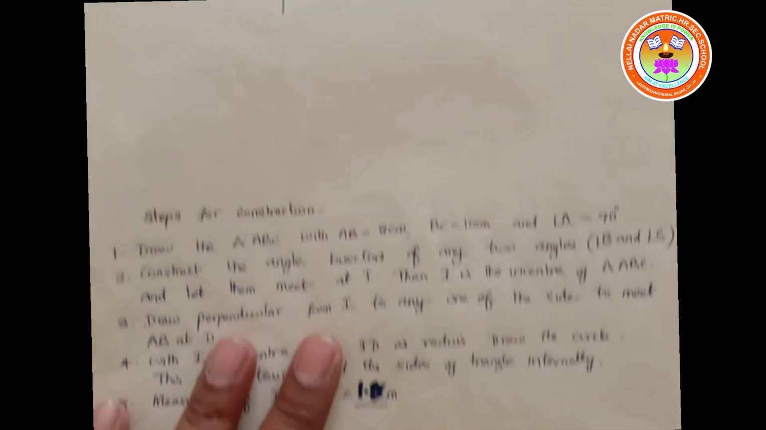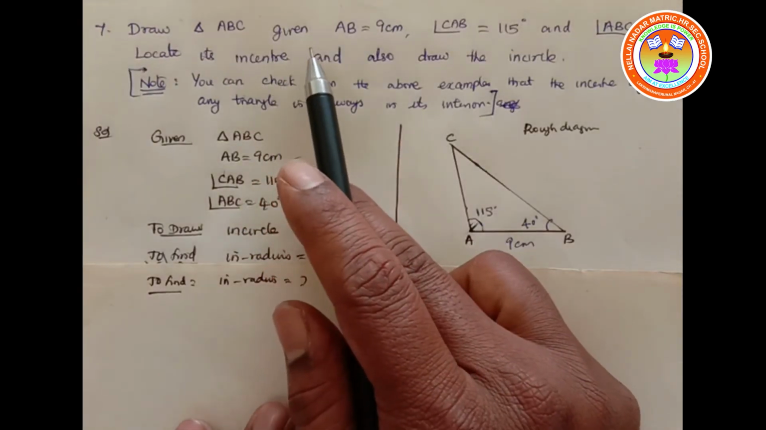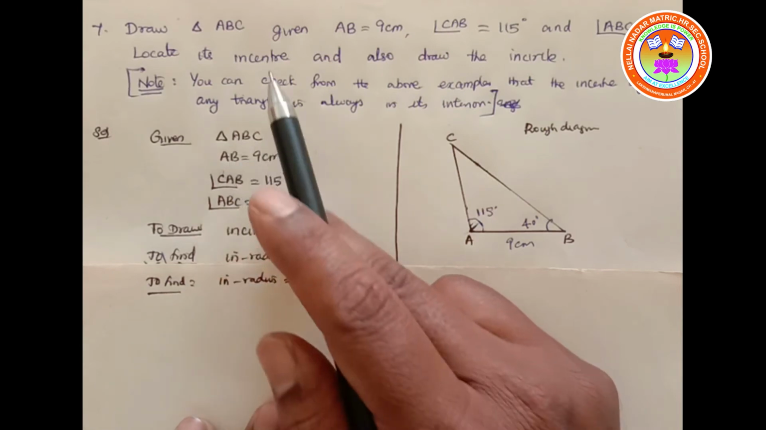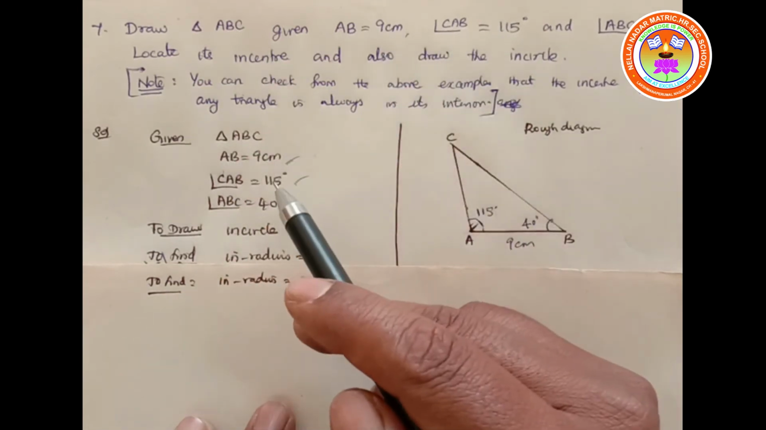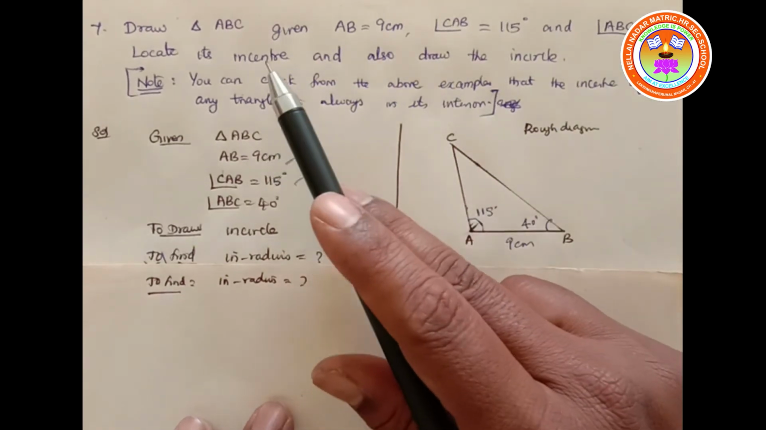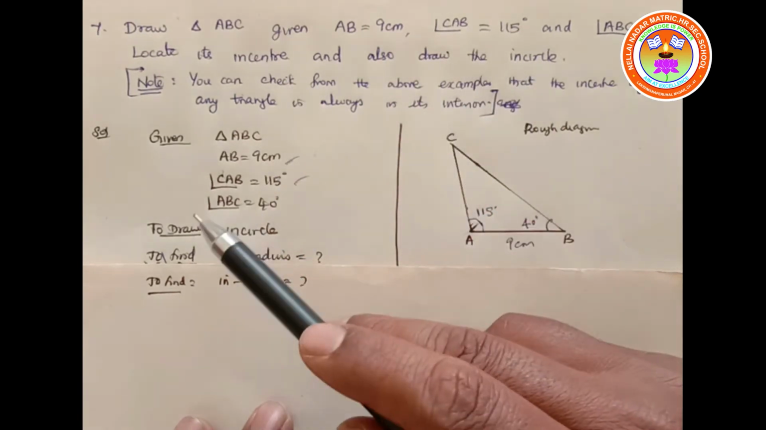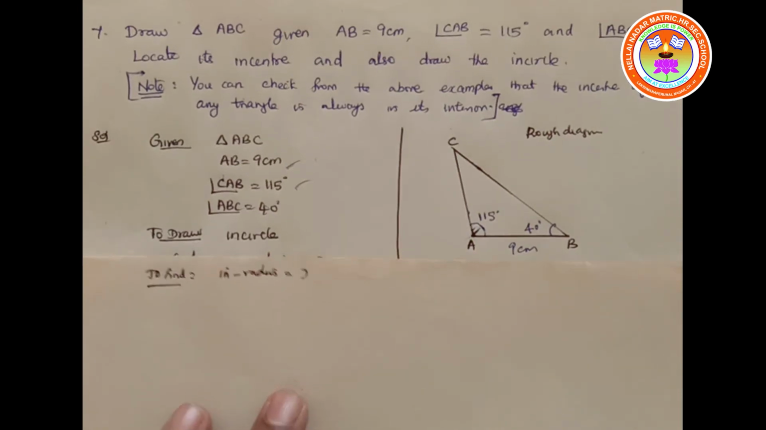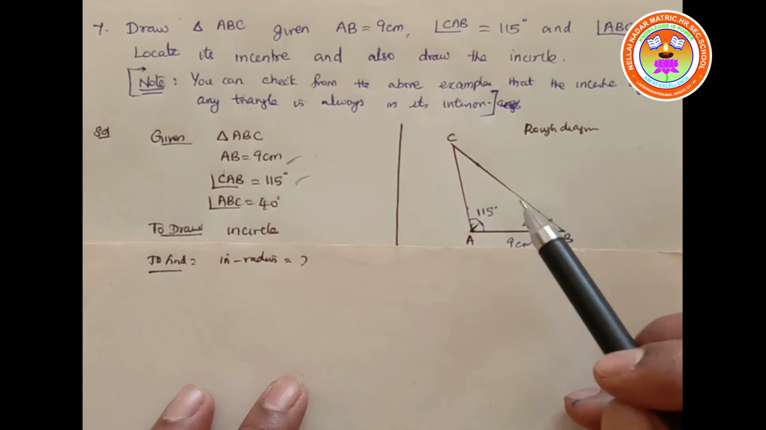We can see the next sum. Draw a triangle ABC. So what is given? A triangle ABC, AB equal to 9 centimeter, angle CAB equal to 115 degree, angle ABC equal to 40 degree. Locate the incenter, and also draw the incircle, and find the inradius. It's clear, children?